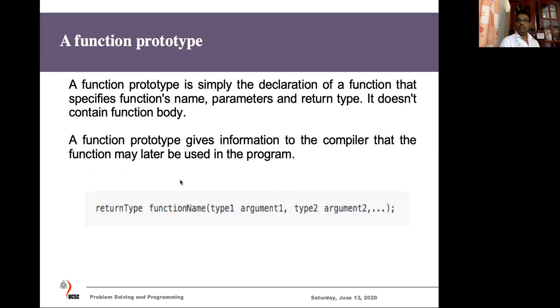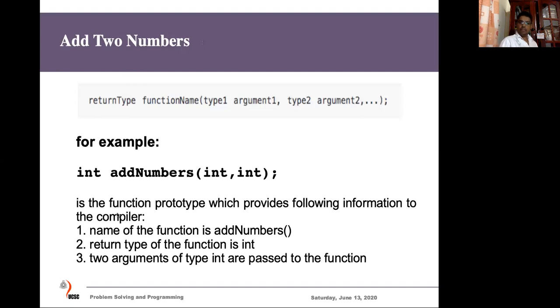When you write a function, it is good practice to give the function prototype at the top. It is called a function declaration. In the function declaration, we declare the name of the function, the input argument types, and the output return type. For example, there is a function declaration given here. This is the function name, and within the bracket we give only the types of the arguments we are going to pass. Then here we give the return type, the type of data that is going to be returned. That is called a function declaration.